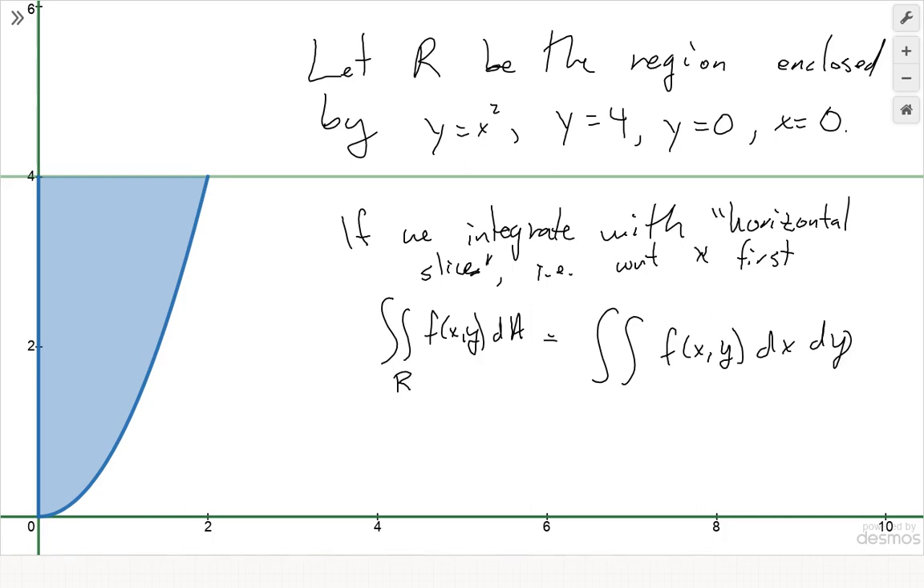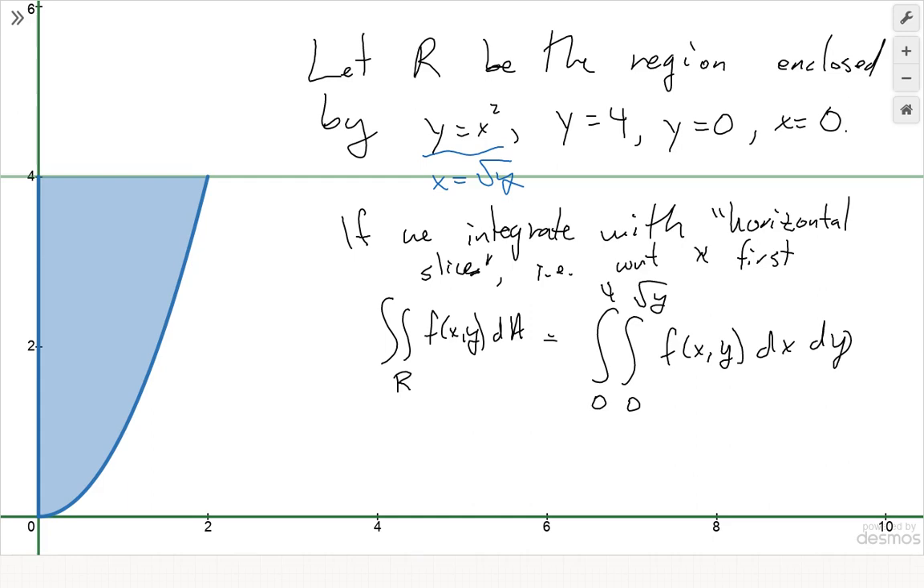the y variable is going between 0 and 4, and then x at a given point is, so if y equals x squared, this is equivalent to x equals root y. So our bound here will be from 0 to root y.